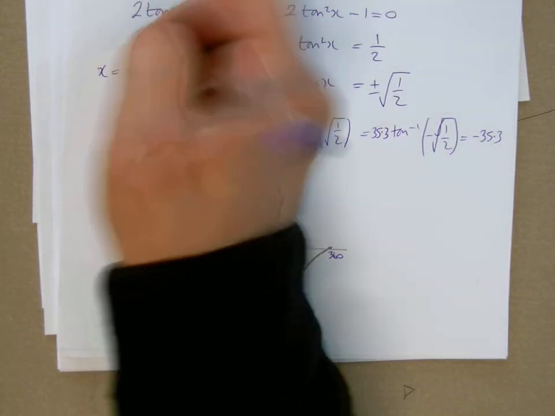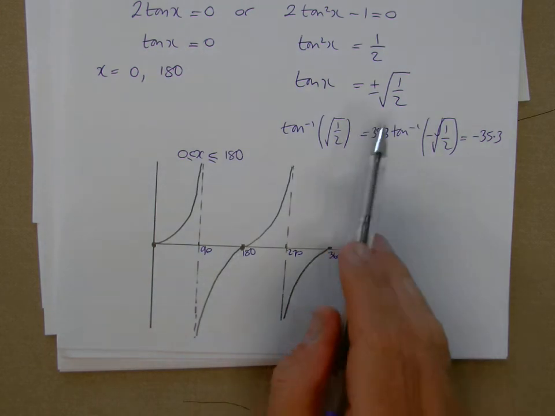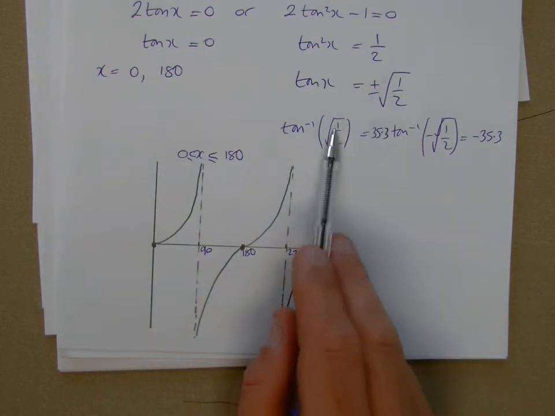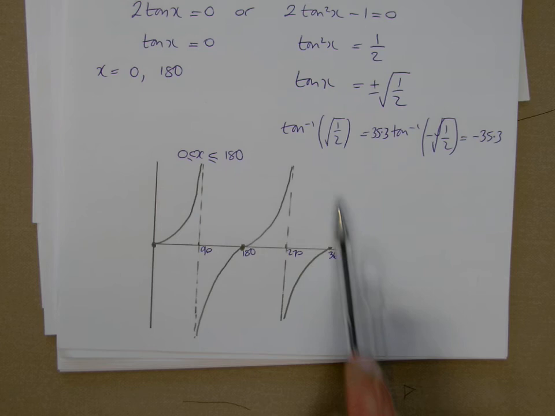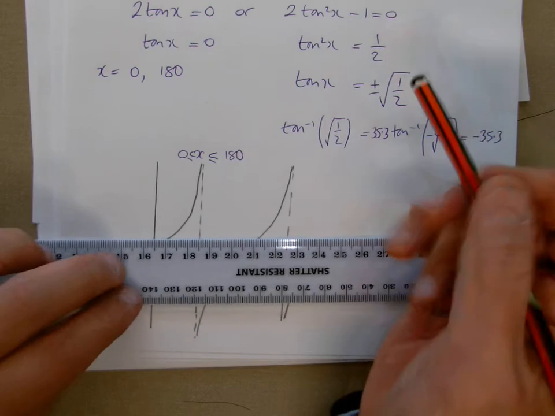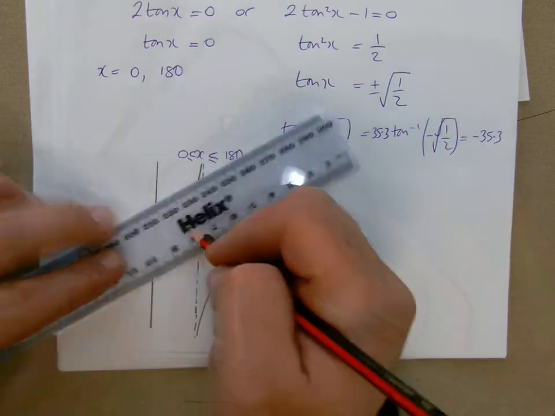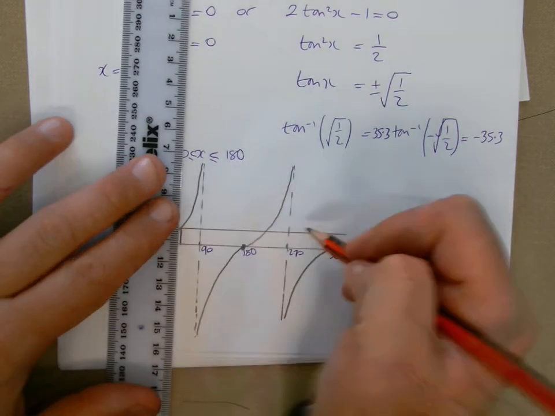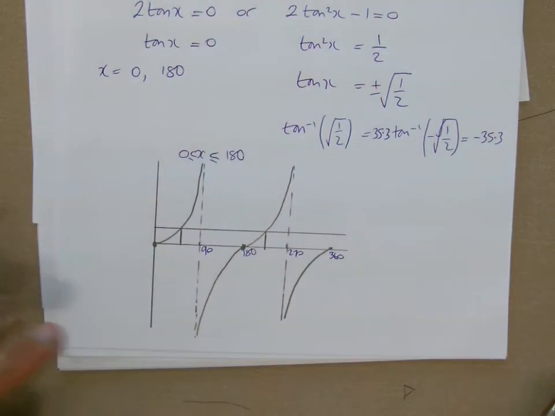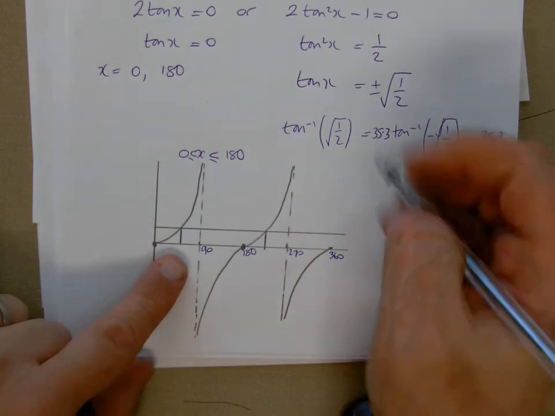So when tan x is equal to 0, we've got 0 and 180. That's what x is equal to straight away. And then when it's equal to root 1 over 2 there, it's equal to 35.3 degrees. So we'll draw a line across there. So we've got an angle there of 35.3.